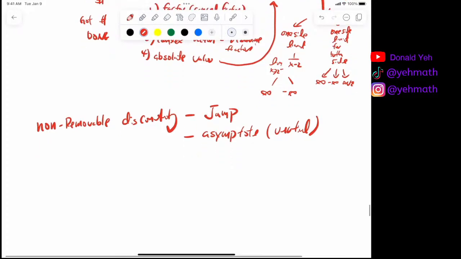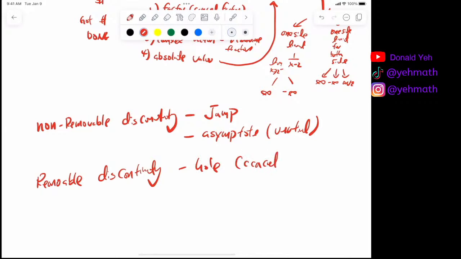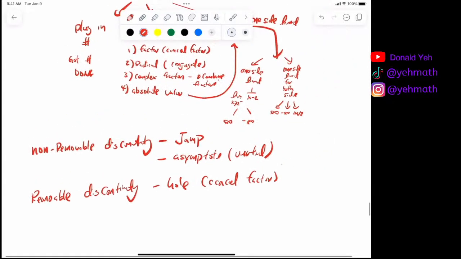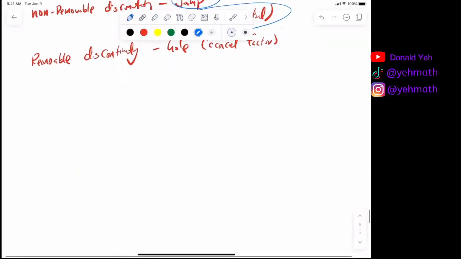Now, I didn't talk about it last period, but there is something called removable discontinuity. That is a hole. That means if you have a cancel factor, if you have a cancel factor, that is the hole, then you got a removable discontinuity. But strictly what we are talking about, where you have to do one-side limits, is usually located at this particular spot and this particular spot. Jump occurs in absolute value. For vertical asymptote, we're going to give you an example.